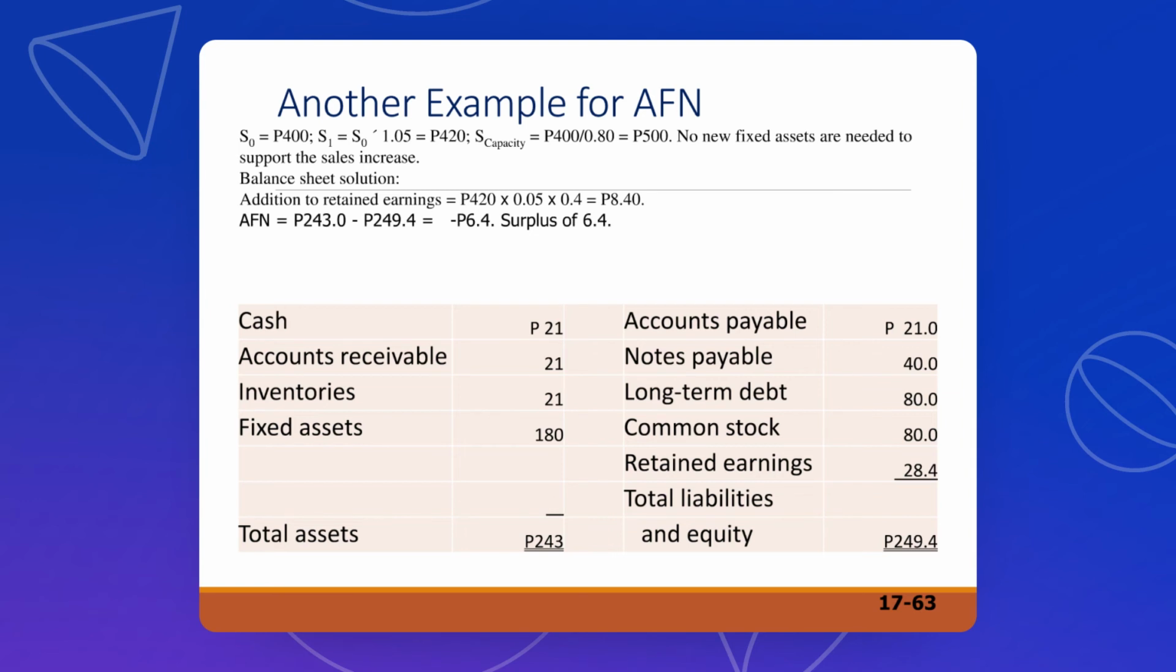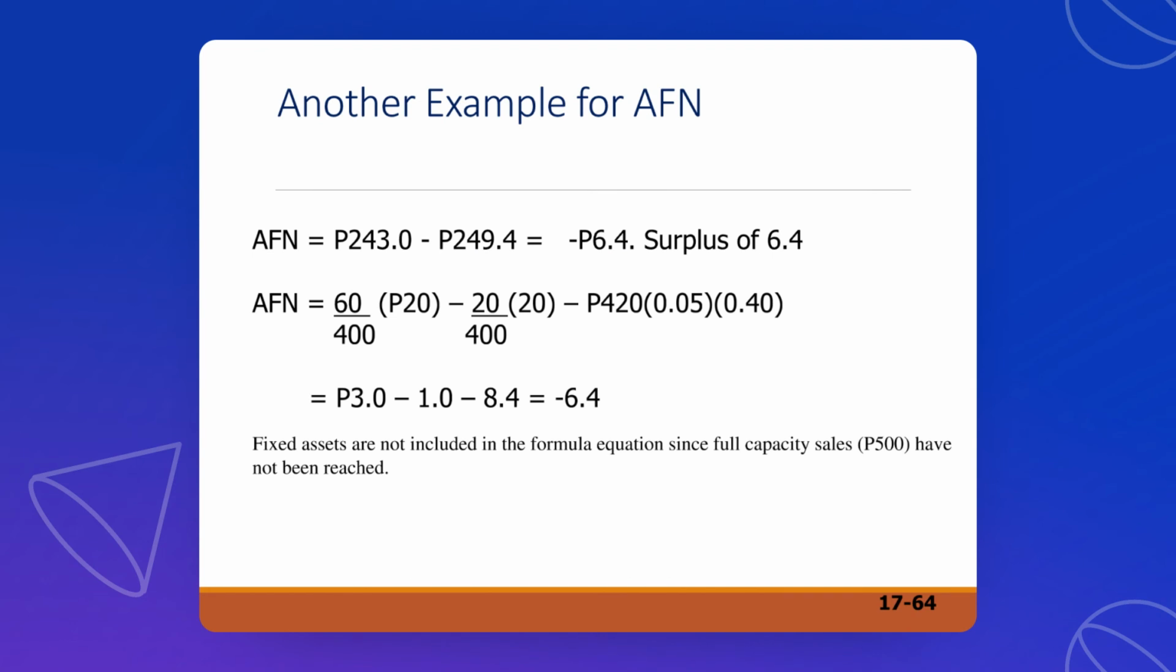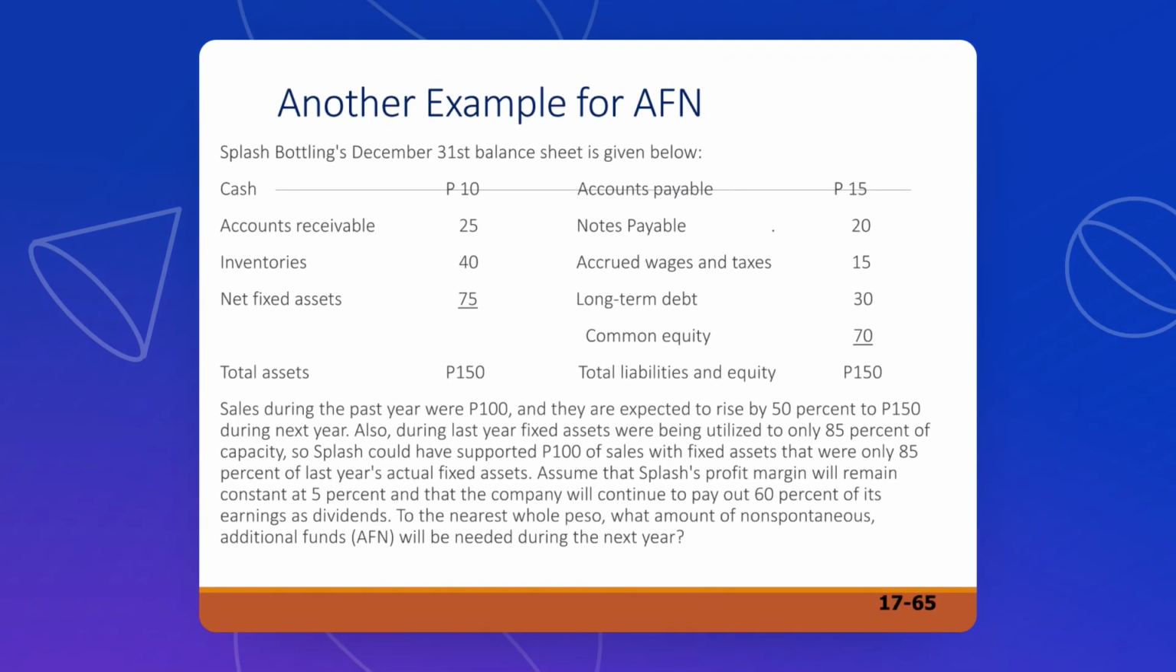6.4, because it's a deficit. Since your asset is 243, the equity is still larger. So that's your one example. Next one. Here is the shortcut from before: 243 minus 249, you have negative 6.4. Another one.